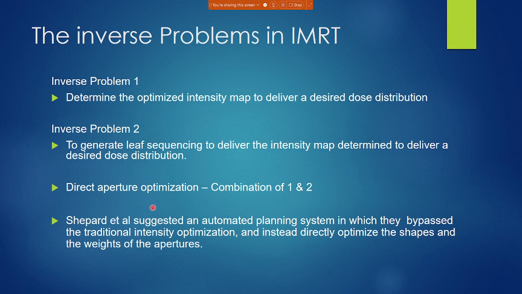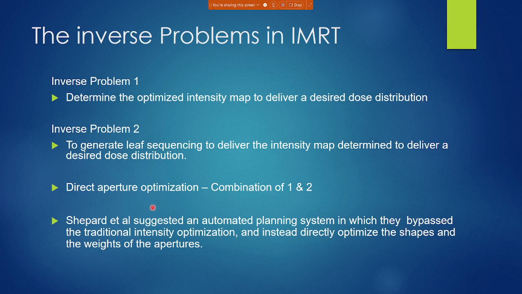Next, you have an intensity map. Now to deliver that, you need to do leaf sequencing. Let us forget the compensator based one for the time being. Let us say you are using a multi-leaf collimator. So you need to do a leaf sequencing to deliver that particular intensity map. So there are two inverse problems. First inverse problem is to generate an intensity map. Second inverse problem is to generate leaf sequencing to deliver the intensity map.